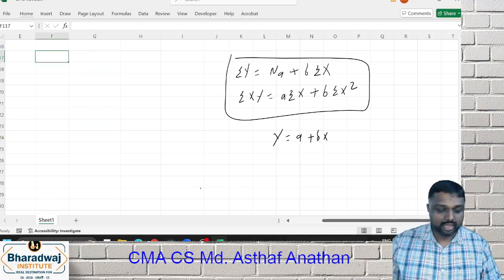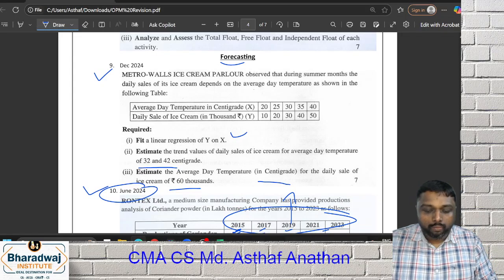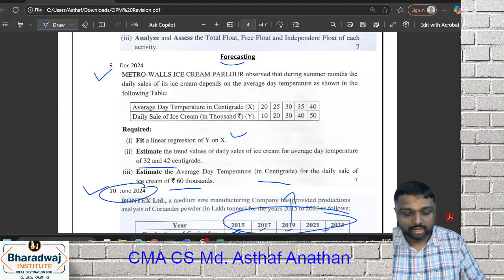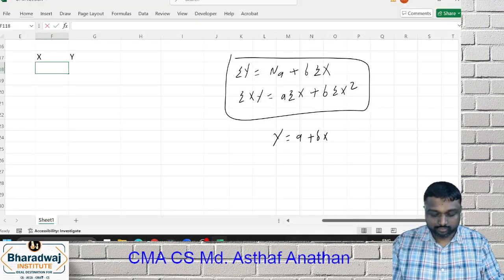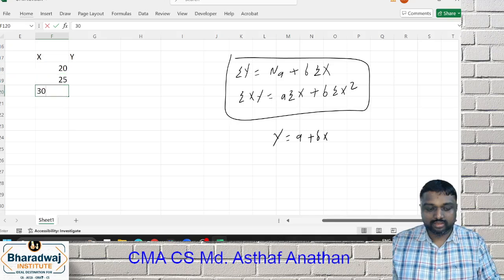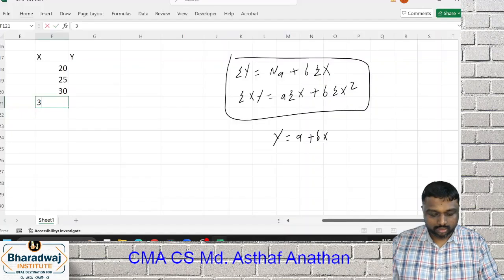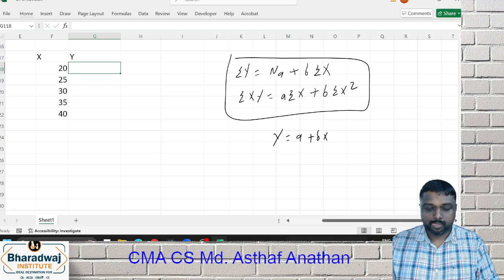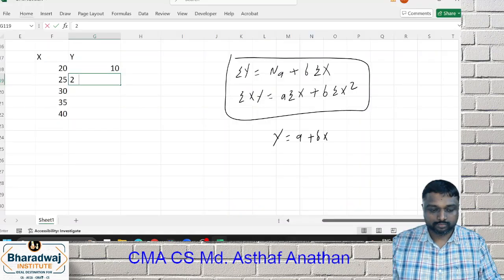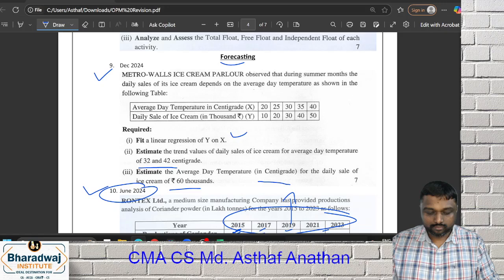Table is everything same. We have x and y. Data is already there. What is your x? 20, 25, 30, 35, 40. And y: 10, 20, 30, 40, 50. Correct, friends?